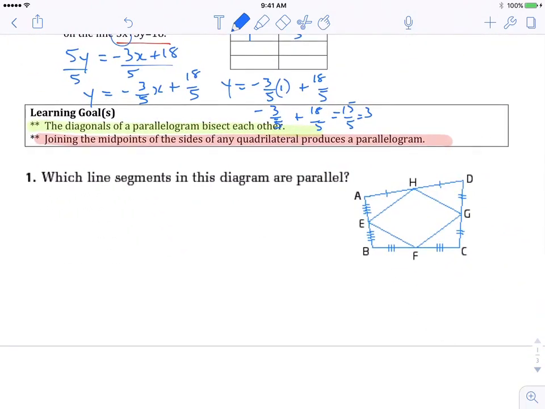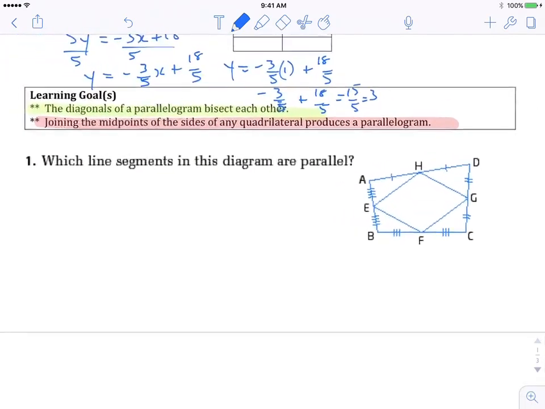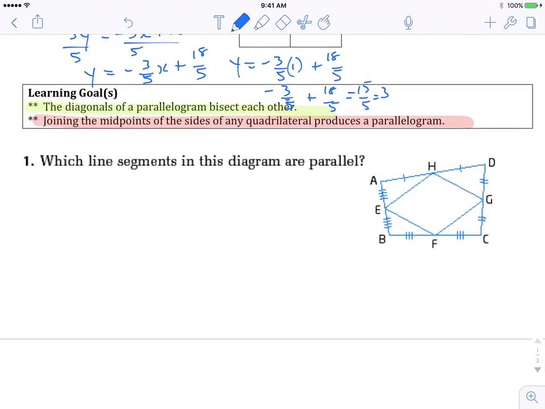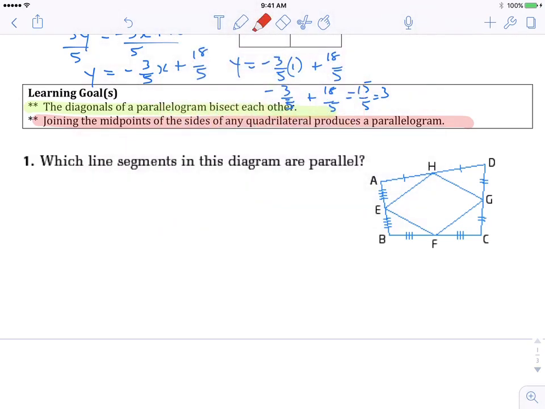All right, which line segments in this diagram are parallel? Well, if you look at the learning goals here, the first one highlighted in green tells us that the diagonals of a parallelogram bisect each other. And then joining the midpoints of the sides of any quadrilateral produces a parallelogram. So what's important to us here is the second one, that when you're joining the midpoints, these are the midpoints. E, F, G, and H are the midpoints of quadrilateral A, B, C, D.